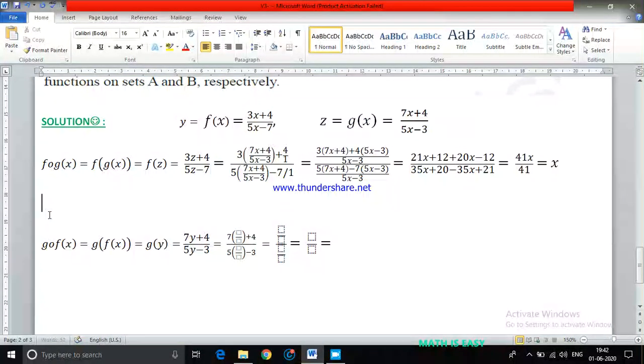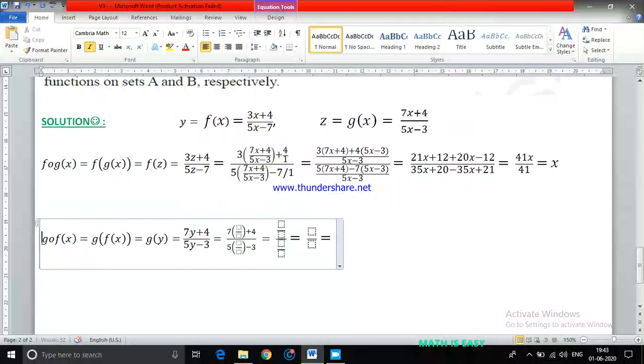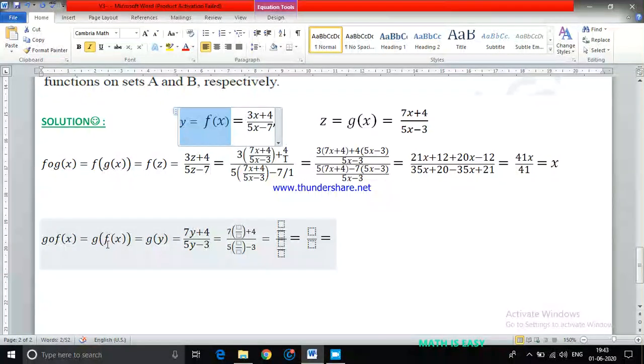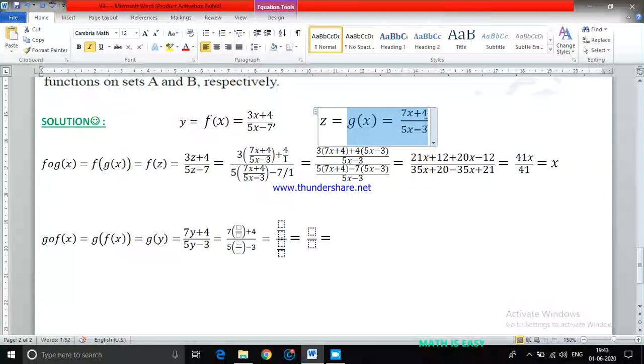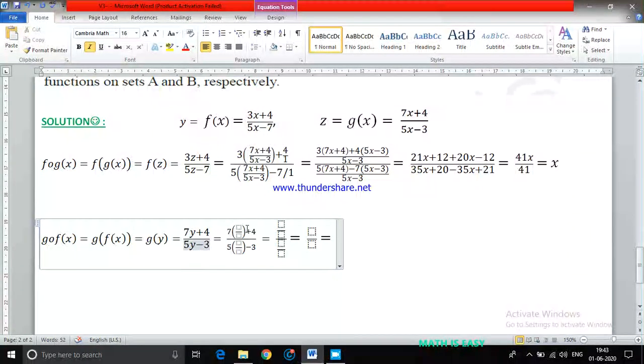So for that, I retype a few steps. Here you have GOF of x, which equals G of f of x. Now if you remember, f of x I have taken as y. So in place of f of x, I replace it with y, so I'll get G of y. Here it is given G of x is 7x plus 4 upon 5x minus 3. Now you have G of y, so x will be replaced with y. So 7y plus 4 upon 5y minus 3.